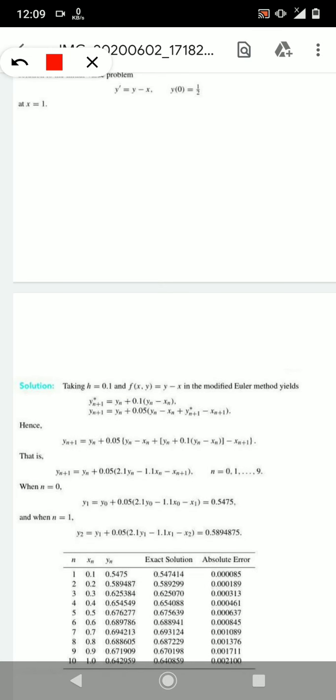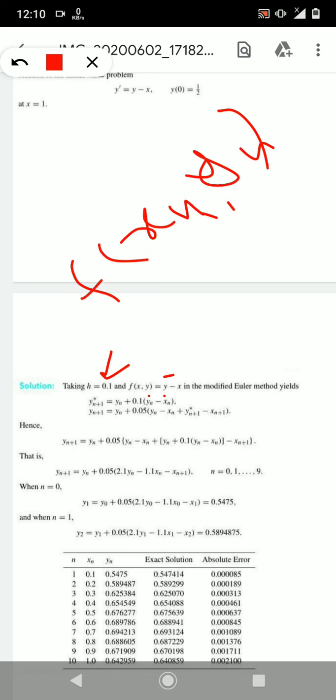Now let h be equal to 0.1, and given f(x, y) equal to y minus x. So using the modified Euler method, y*_{n+1} is equal to y_n plus h times (y_n minus x_n), that is f(x_n, y_n). Since f(x, y) is y minus x, f(x_n, y_n) is equal to y_n minus x_n.